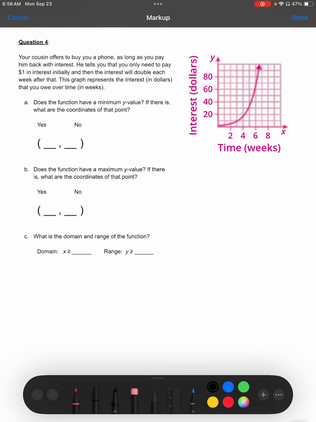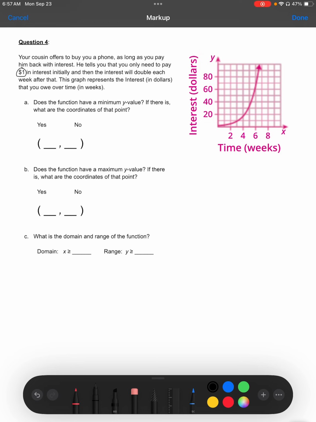Question 4 should look familiar to you because we've looked at this exact scenario before. It says your cousin offers to buy you a phone, and as long as you pay him back with interest, he tells you that you only need to pay $1 in initial interest, and then the interest will double each week after that. This graph represents the interest in dollars that you owe him over time in weeks.